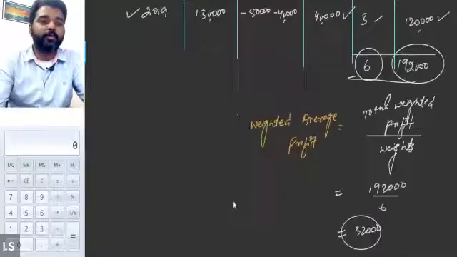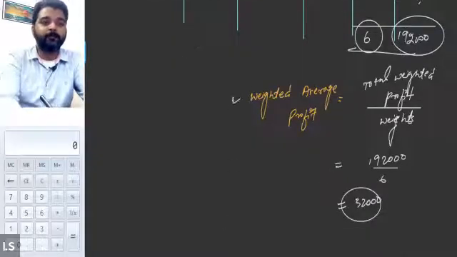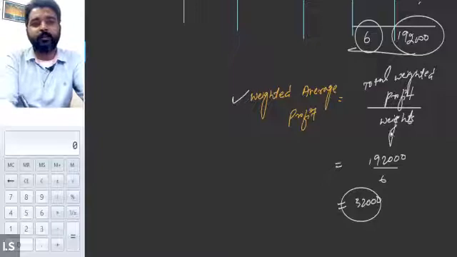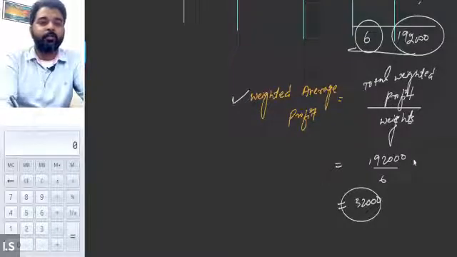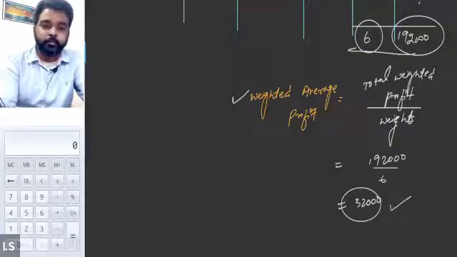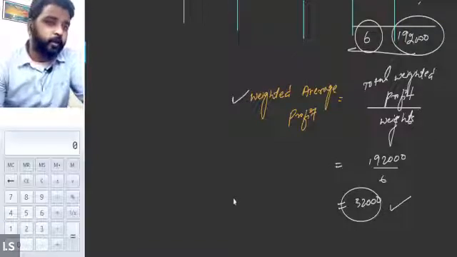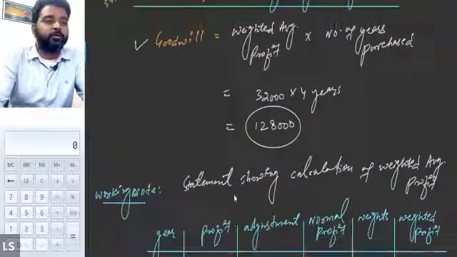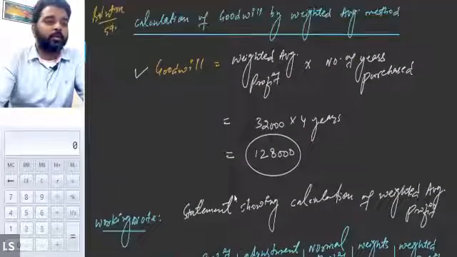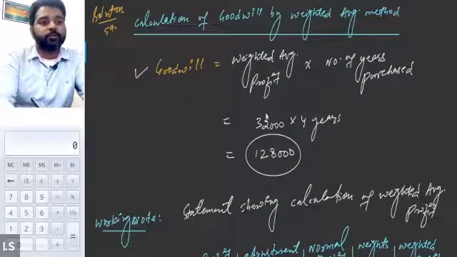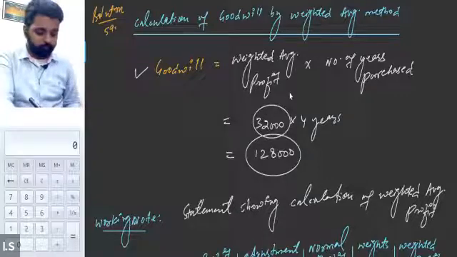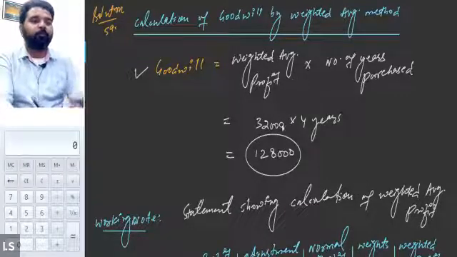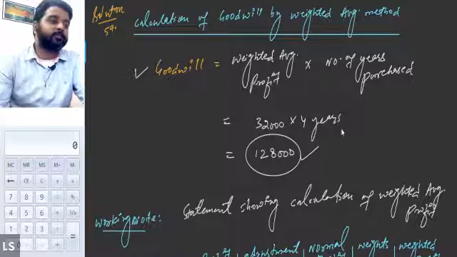Now to find out the weighted average profit, we will simply apply this formula: total weighted profit divided by the total weights. So 1,92,000 is the total weighted profit, divided by weight, that is 6. We got the weighted average profit, 32,000. Okay, and now we will put 32,000 in the main calculation. So 32,000 into 4, the valuation of goodwill will be 1,28,000. This is the solution of this question.